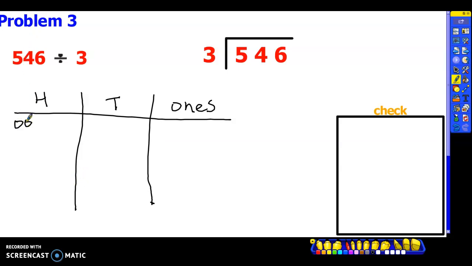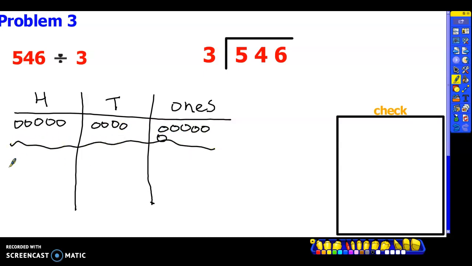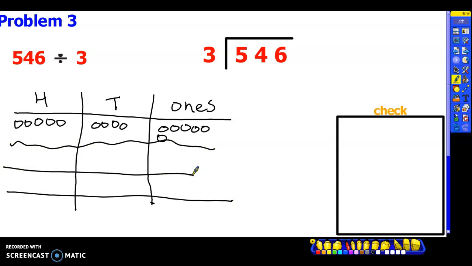Alright, 5 hundreds, 4 tens, 6 1s. Being divided into 3 groups. Okay. 5, 1, 2, 3, 1, 2, 3. I can't do any more. These get renamed, so be careful. There's 20 of them. Nice and neat.